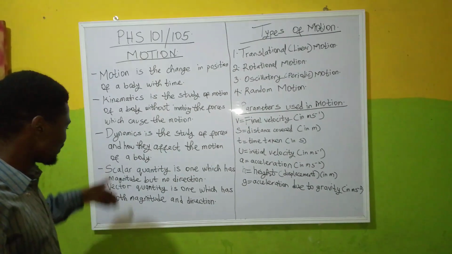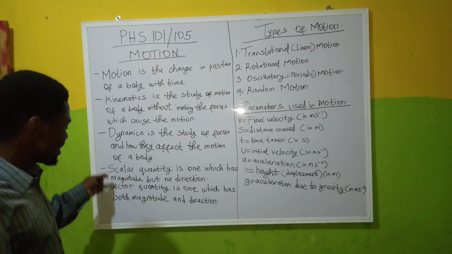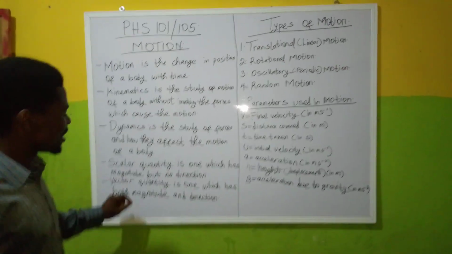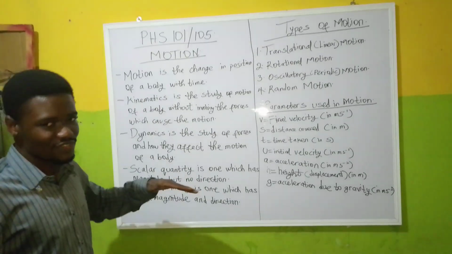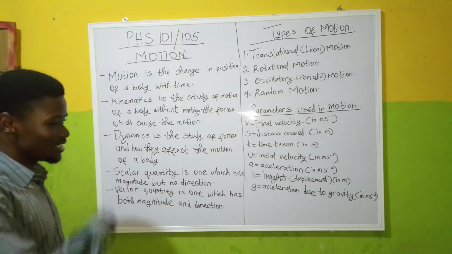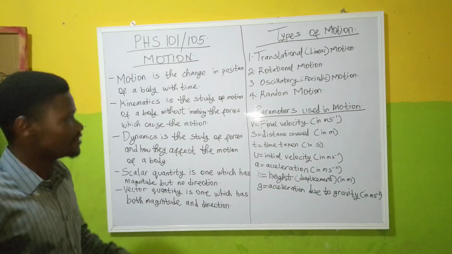We want to talk about the differences between a scalar quantity and a vector quantity. A vector quantity usually has a particular specified direction. Direction can be either positive or negative.